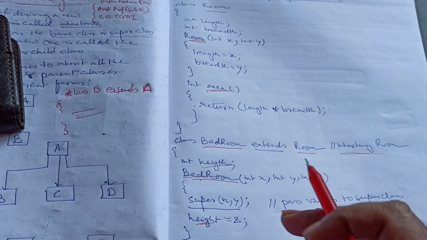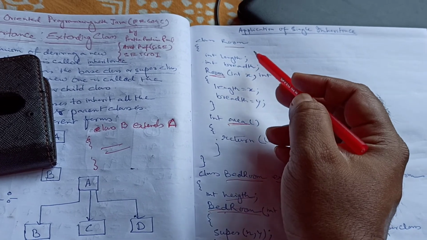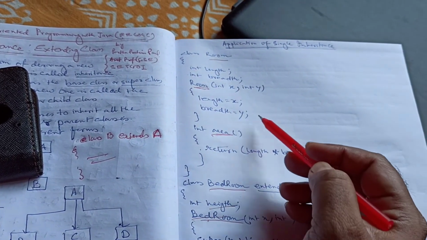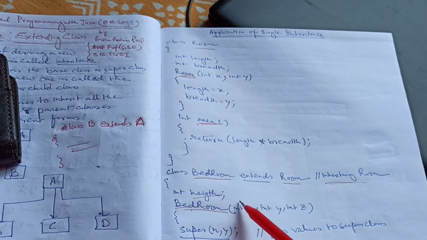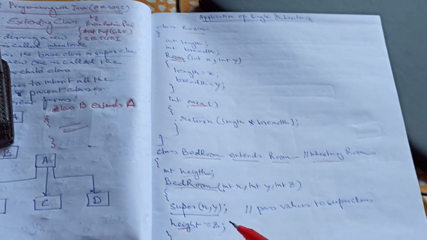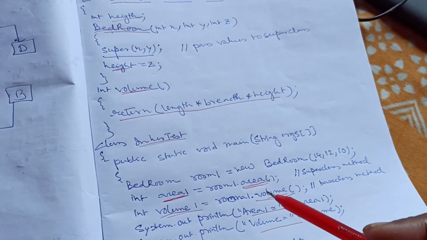So have you understood how we can create a parent class, then how we can inherit it into a child class, and how we can execute it?